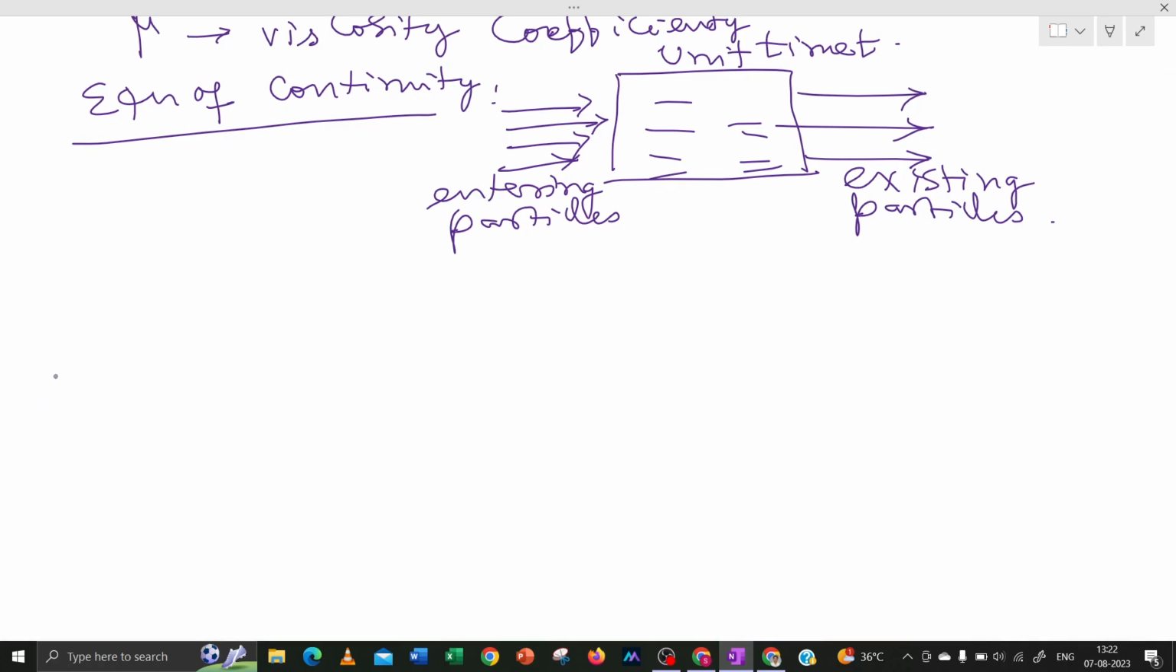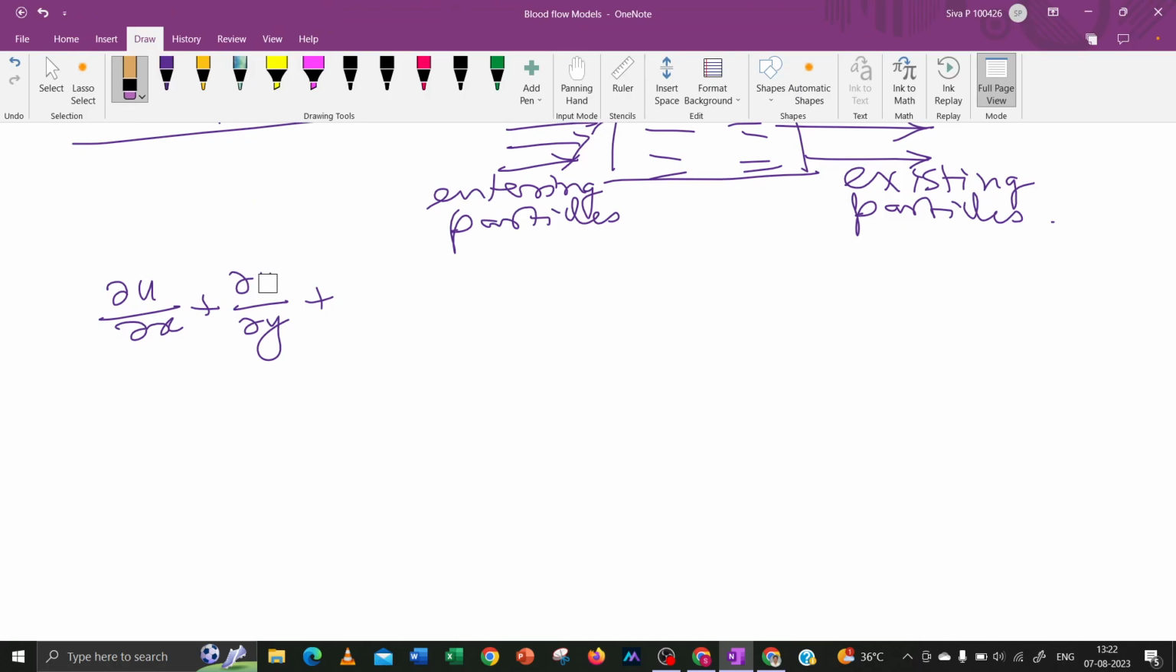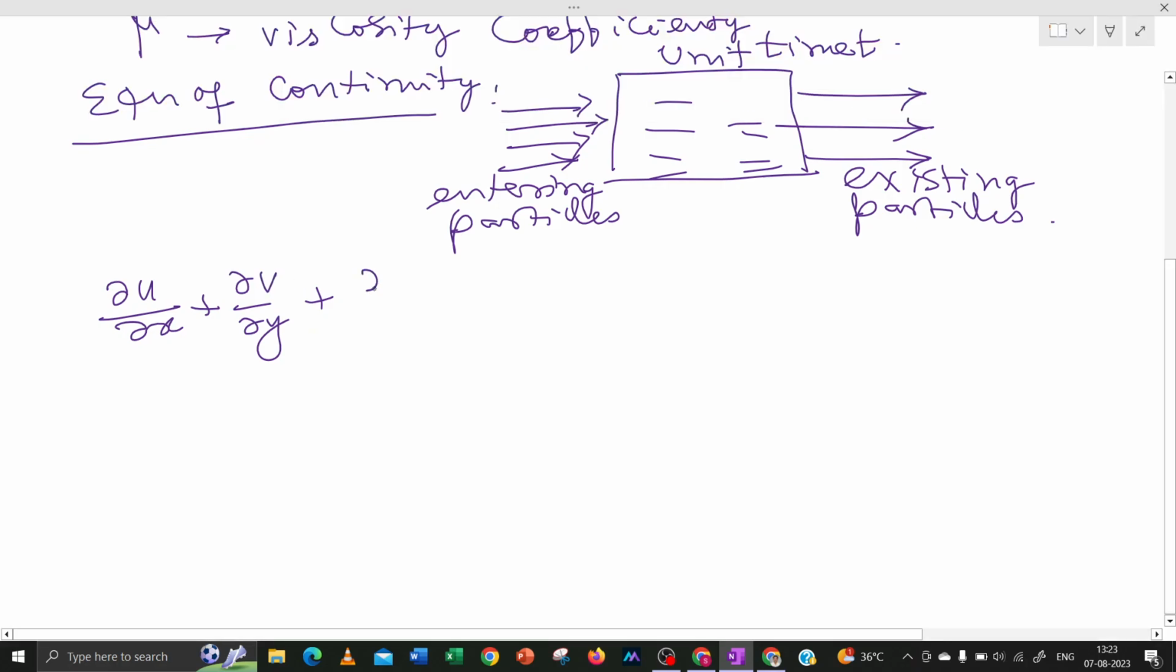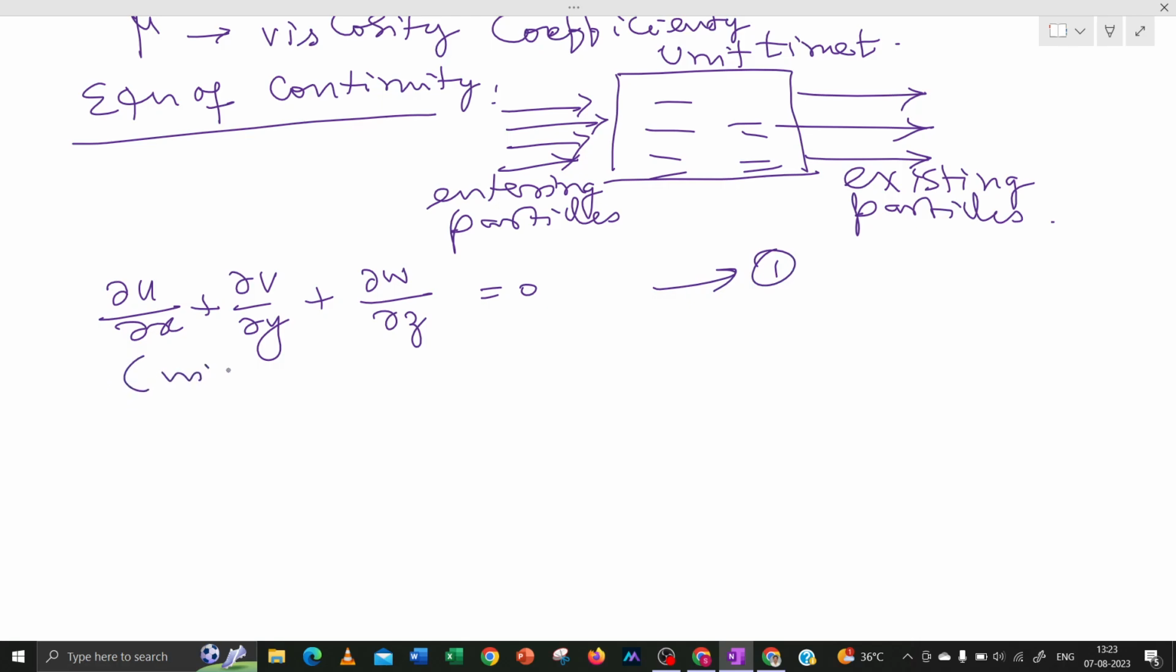Therefore, we can write this equation as dou u by dou x plus dou v by dou y plus dou w by dou z equal to 0. You take this as equation number 1, and you can see here it is independent of time t. So how can we obtain the equation of motion based on Newton's second law of motion?